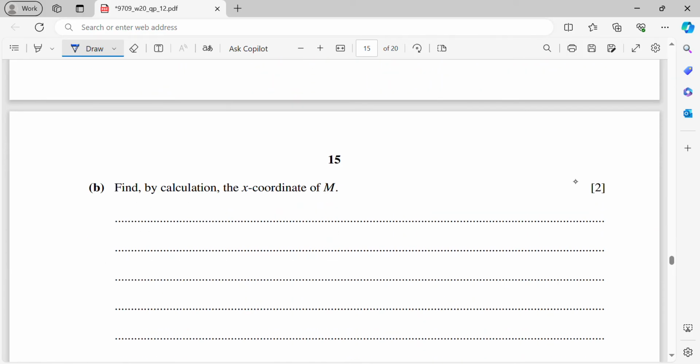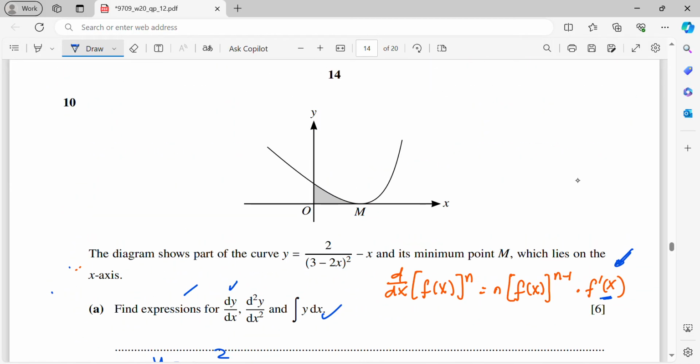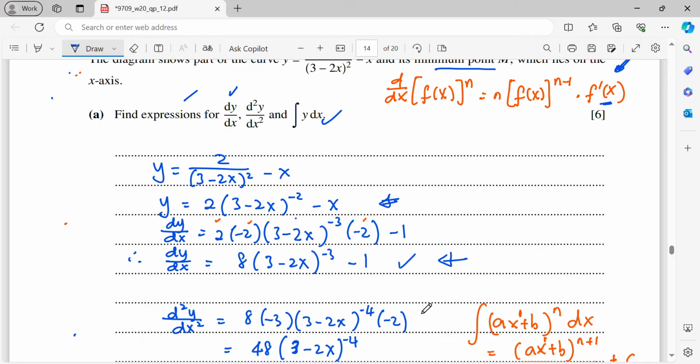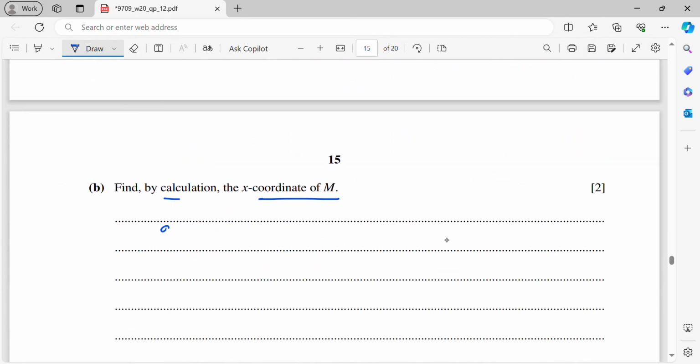Okay, now B, find by calculation the x coordinate of M. So let's look at the question. Basically, M is the minimum point. So minimum point means dy/dx equals 0. It is also a turning point. So since we have found the dy/dx just now, I will just let this be 0. So dy/dx equals 0.